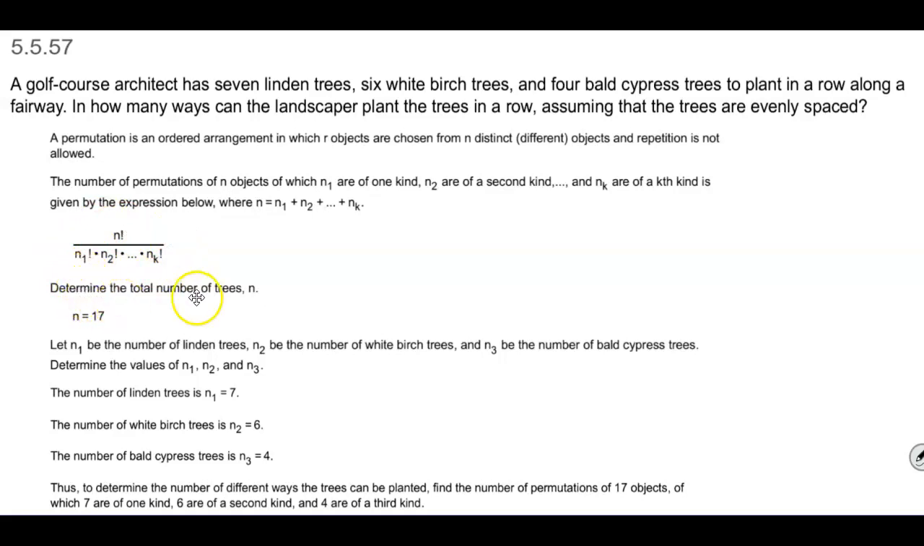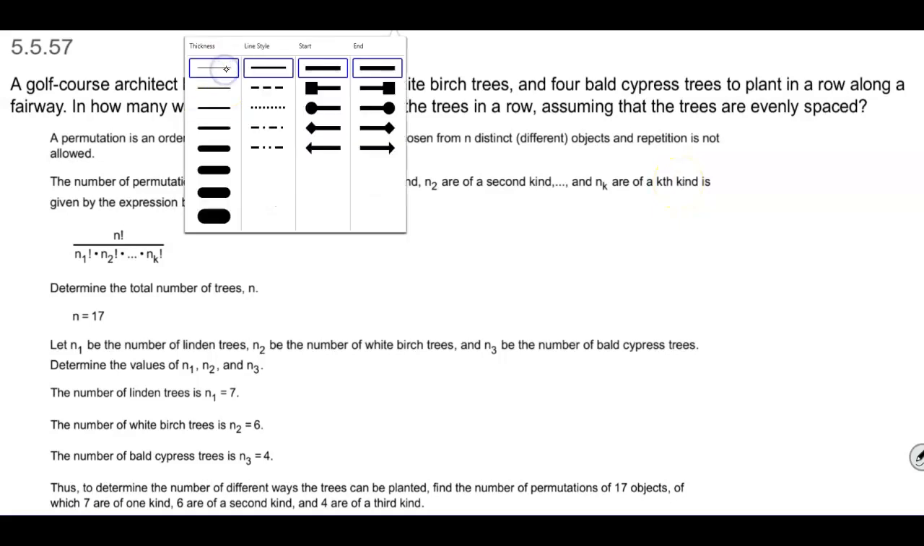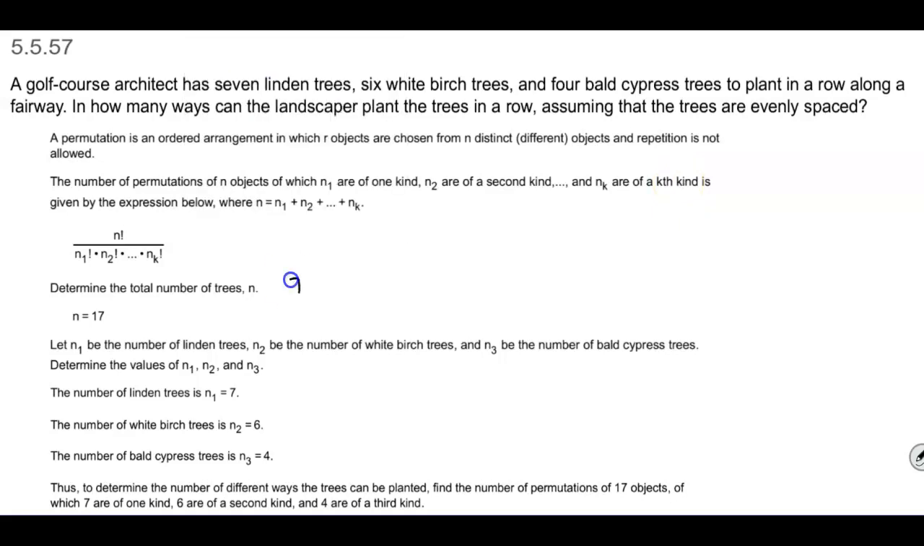So we have to determine the total number of trees that we have. How do we figure that out? Well, we need to add up how many were given. We know that there were 7 linden trees, 6 white birch trees, and 4 bald cypress trees. When we add them together, that gives us a total of 17. So n is equal to 17.